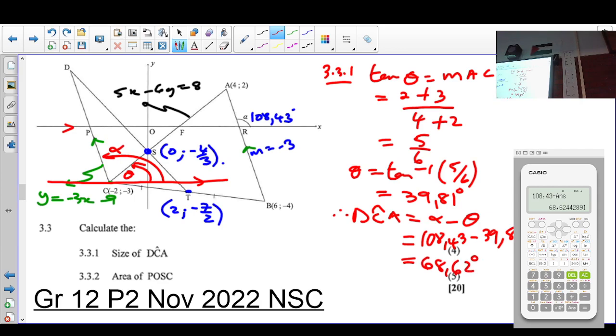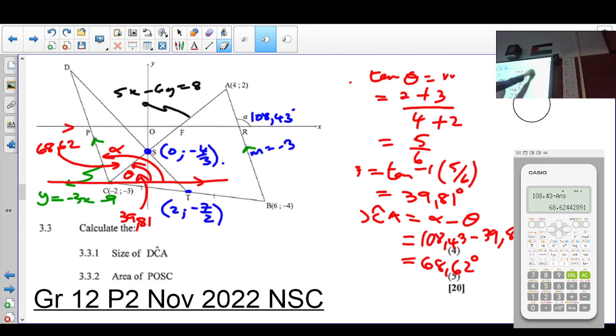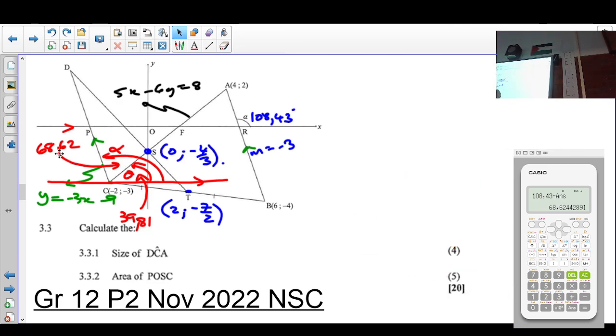Okay, is that correct? 68.62 degrees. Alright. I'm going to write in 68.62, and if needed, that is 39.8. People, what you notice here is that I'm populating the diagram all the time. Okay? So just in case we need those values, at one glance you can see what we have. Okay? Go with the last question.